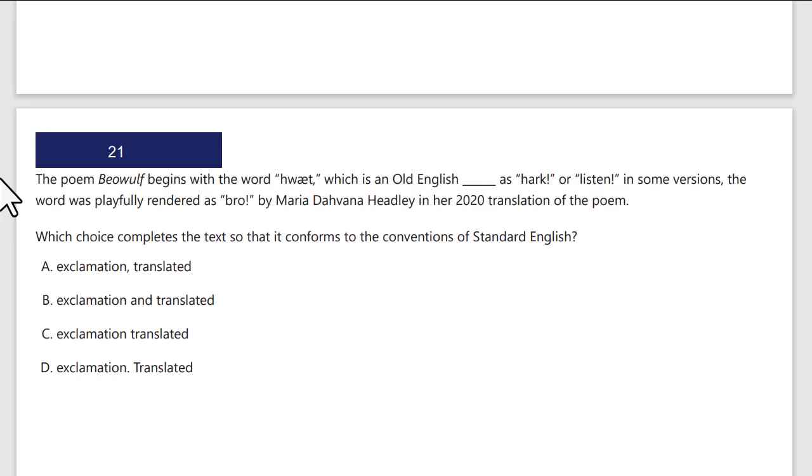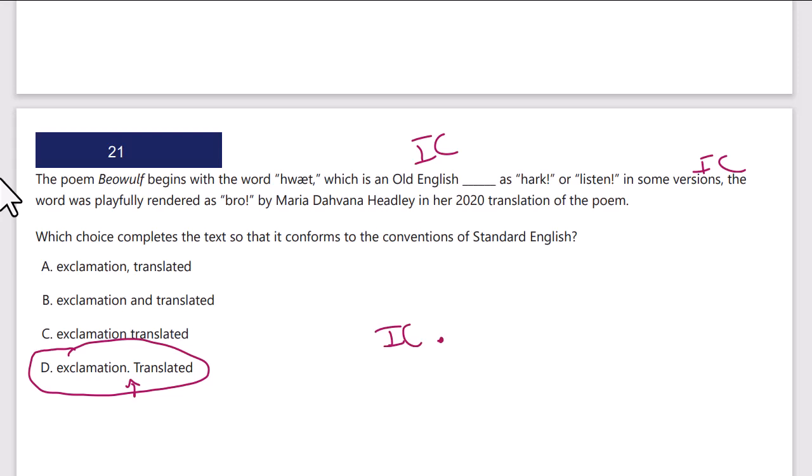So the poem Beowulf begins with the word what, which is an Old English exclamation. That would be an independent clause. Okay. And then would we say, translated as hark or listen in some versions, the word was playfully rendered as bro. That would be an independent clause as well. I think we're going to have the period here. This is going to be another independent clause, period.